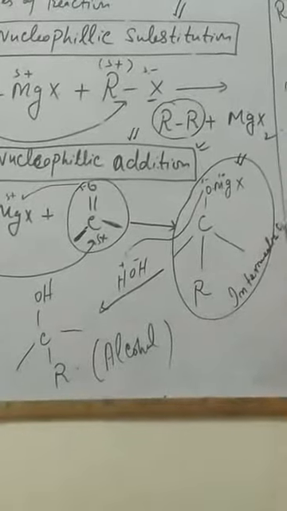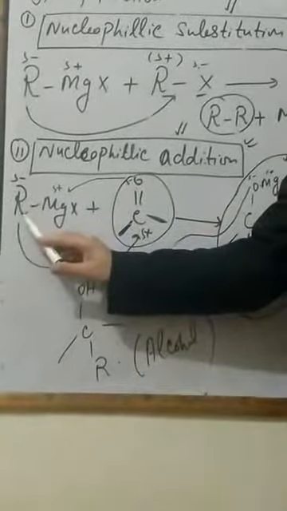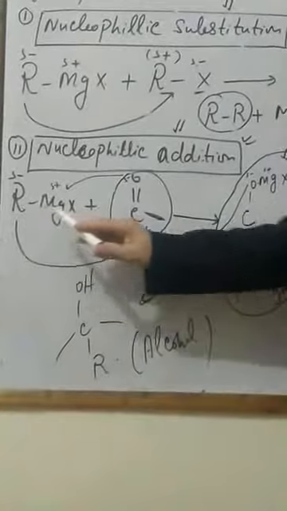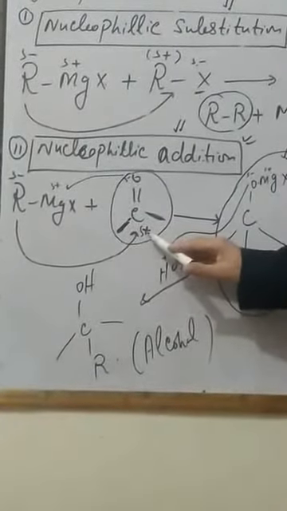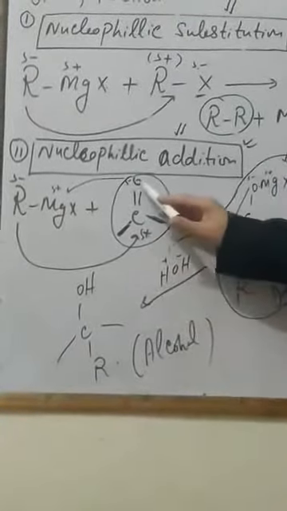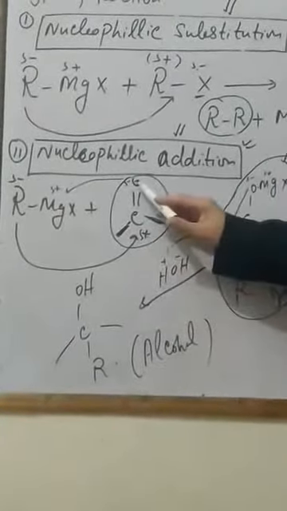Again, I may repeat. R has a negative charge. Magnesium has a partial positive charge due to the difference in the electronegativity. R, because of the negative charge, may attack the positively charged carbon, and this negative oxygen may attack this positive magnesium center, and we will get this intermediate.